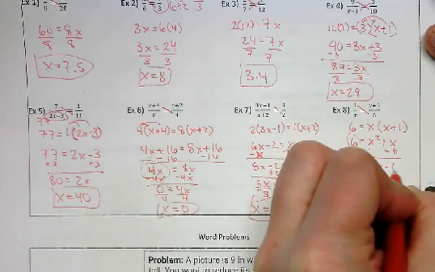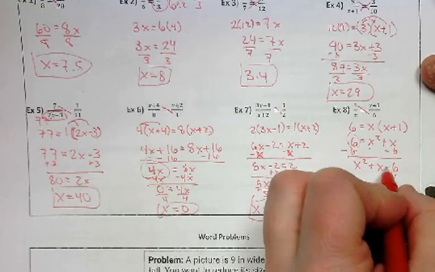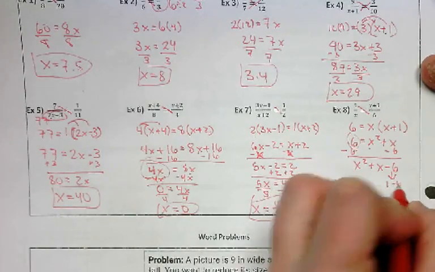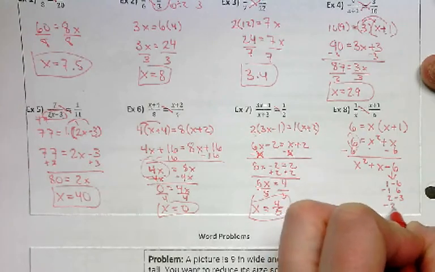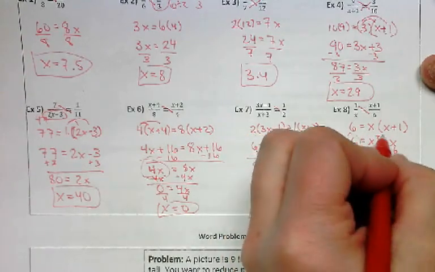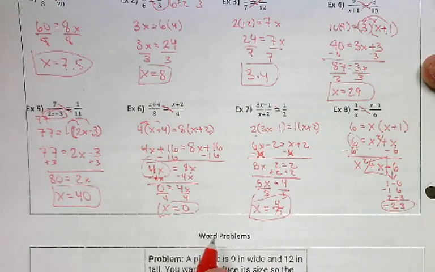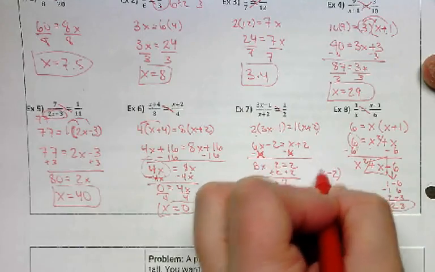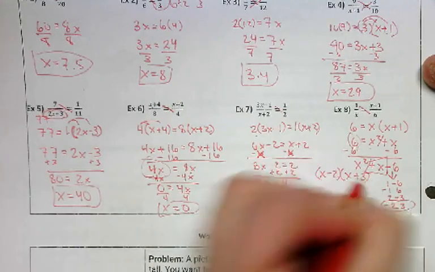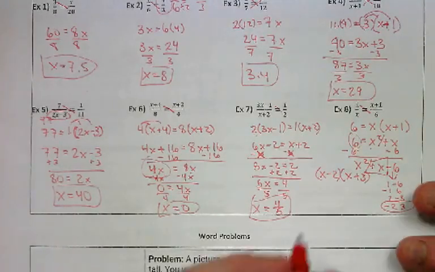So now I need to find my factors of negative 6. That would be 1 and negative 6, negative 1 and 6, 2 and negative 3, or negative 2 and 3. And I need the pair that adds to this positive x. So that's going to be this pair right here. So I get x minus 2, and I get x plus 3. But I have to double check and make sure that both of these work. So I'm going to go on ahead and finish solving it.